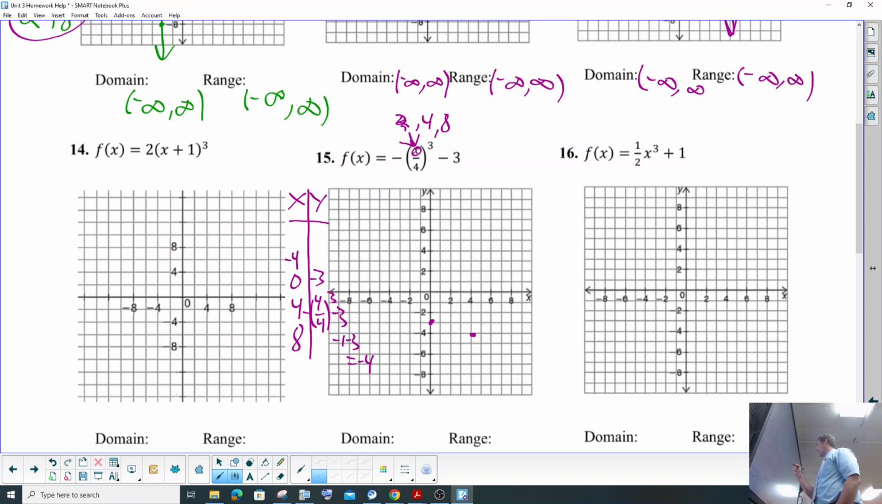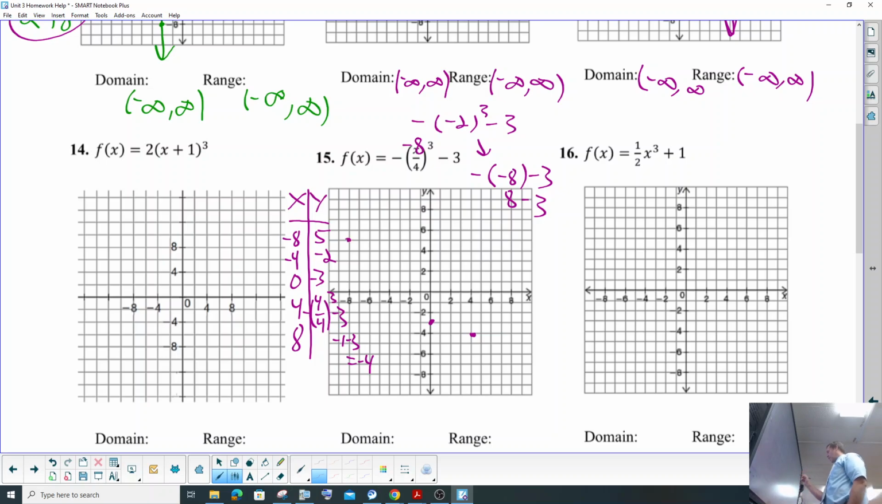Plug in a negative 4, you get a negative 1. Negative is a positive, so you get negative 2. And then put a negative 8 in. So what is negative 8 divided by 4? So that's negative 2 to the third power. And then that's going to be negative 2. Negative 2 is a positive 4, with the negative 2 is a negative 8. My goodness, this is a tough one. And that's going to be a positive 8 minus 3 is 5. So that's going to be negative 8 and up at 5.